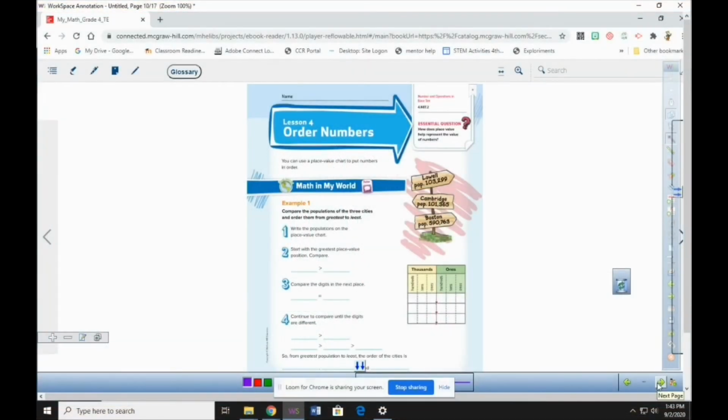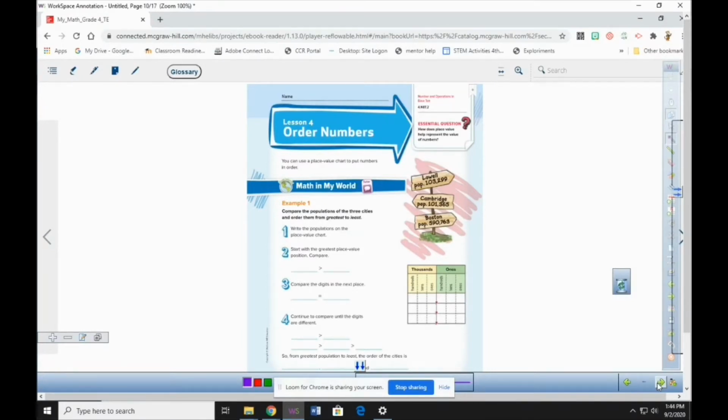Lesson 4, ordering numbers. For ordering numbers, it's the same thing that you did in lesson 3. It's still about figuring out what's bigger. It's just this time, instead of only having 2 numbers, we're going to have 3. Okay, so 3 or more.